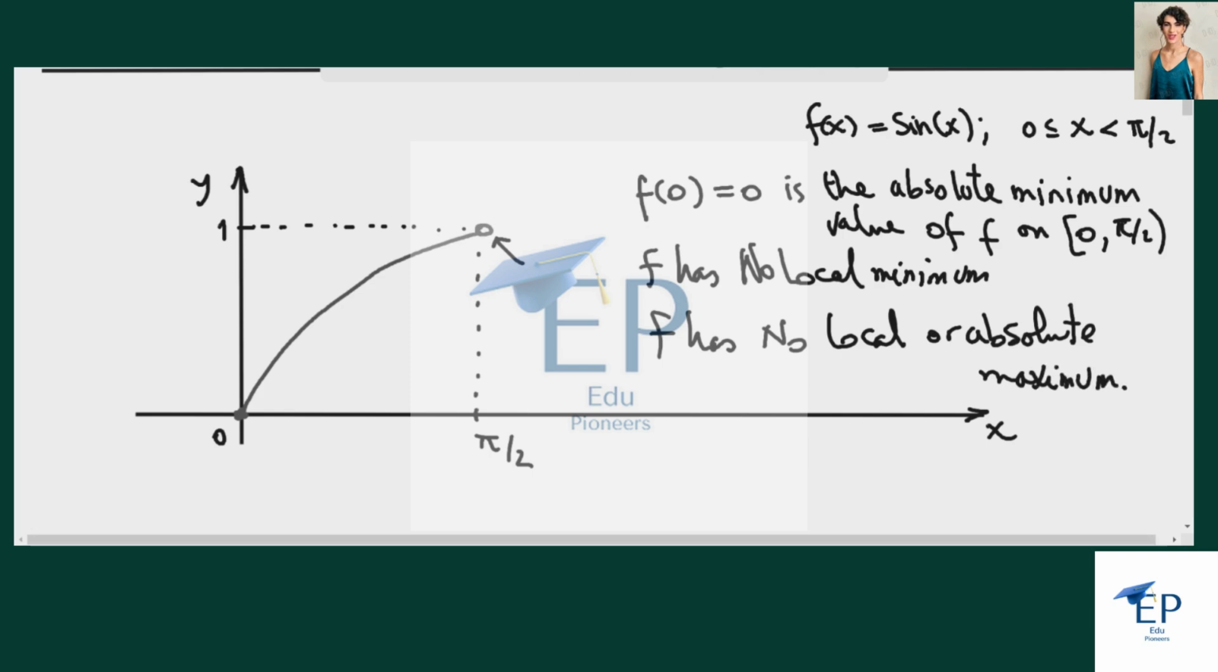And so this is the behavior of the function sine of x for x greater than or equal to 0 but less than pi half. There is an absolute minimum value of 0 at 0, and there is no local minimum, no local maximum, no absolute maximum.